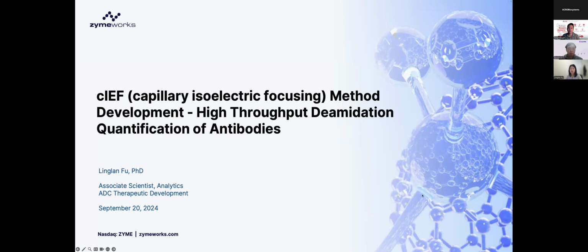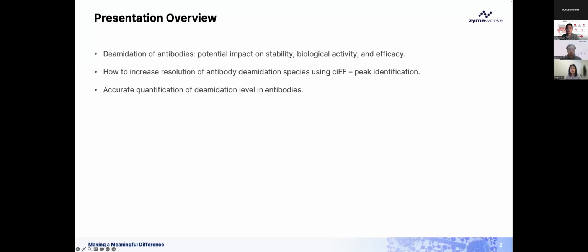Today I'm going to talk about a method development using capillary isoelectric focusing for high throughput deamidation quantification of antibodies. First, I will briefly talk about why deamidation of antibody could be a concern, how to monitor antibody deamidation, and current characterization methods and their limit. Then I will introduce a high-resolution cIEF method that we developed for deamidation screening of antibodies. In the end, I will show a developability application of this method to monitor antibody chemical stability.